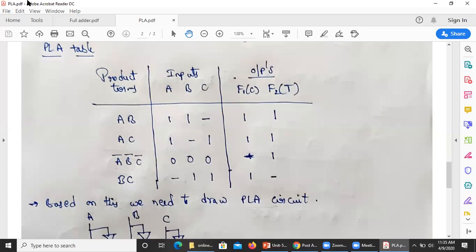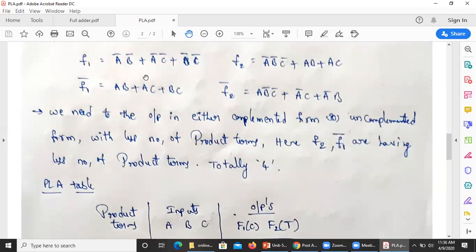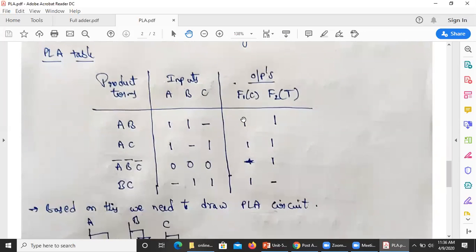Next, when we are going to consider the F outputs, here we are taking F1 in the complemented form and F2 is in direct form. Direct form we are calling that one as a true form. That's why to identify that F1 in brackets we are writing that as C. C means complemented form. F2 we are directly taking it as direct form. That's why F2 is in true form. And if you are taking this F1 in the complemented form, what are the terms we are having? AB, AC, BC. So due to that, AB is 1, AC is 1 and BC is 1.